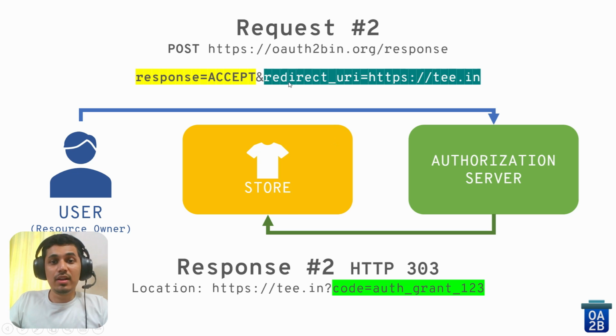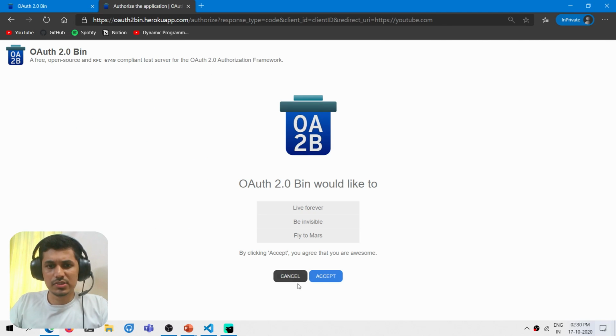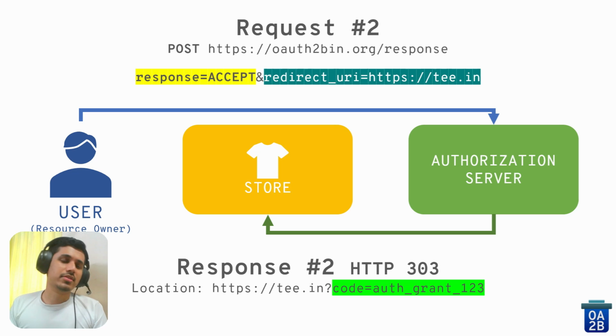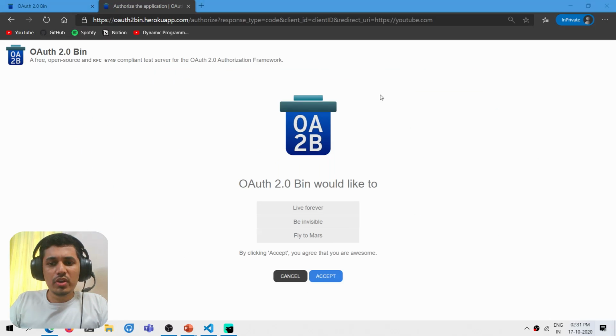By the way, this has to be a post request, at least in OAuth 2 bin. This isn't really detailed in the RFC itself, if I recall correctly. It's been a while since I worked on this project, but I don't think this is actually mentioned in the RFC. So you can do this process any way you want, but this is how I'm doing it. It's pretty simple. It's just a post request, and then you're redirected to this redirect URI. So let's click on accept and see what happens.